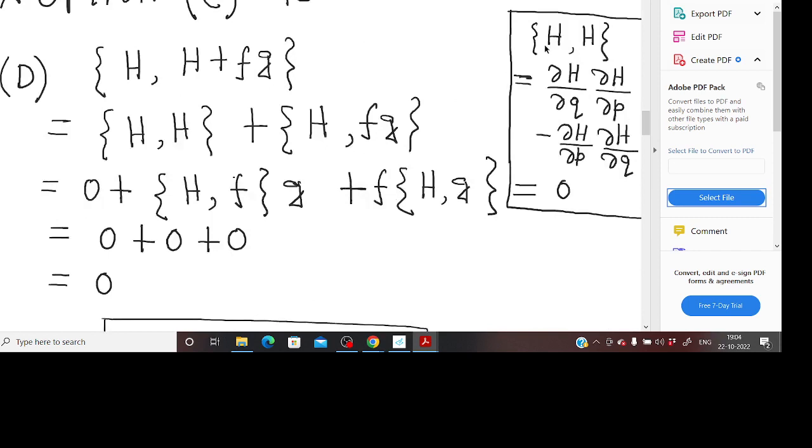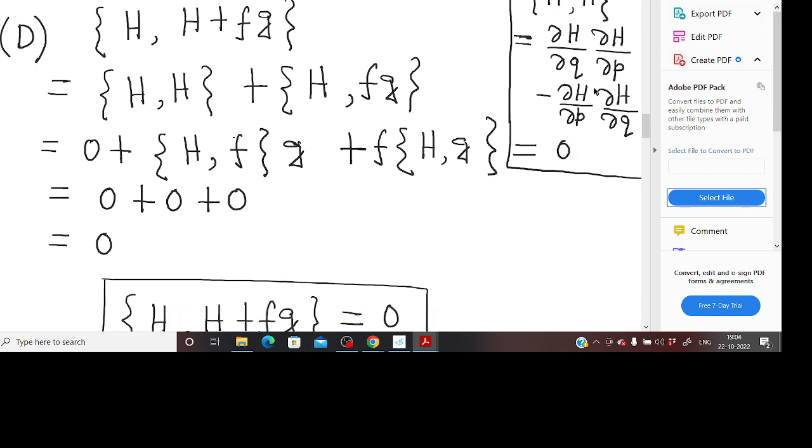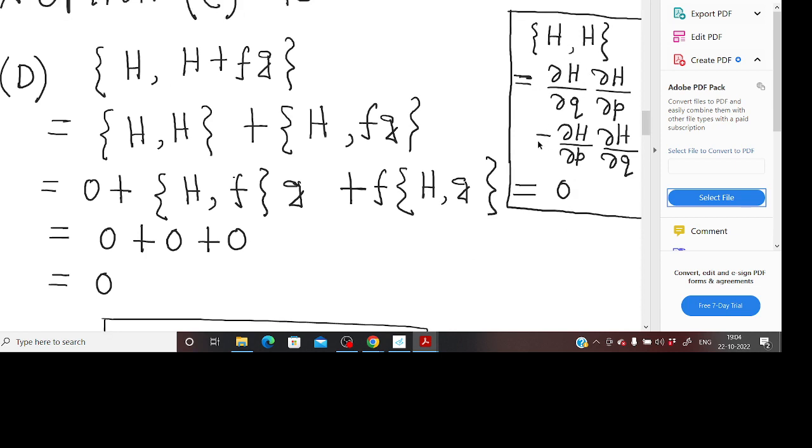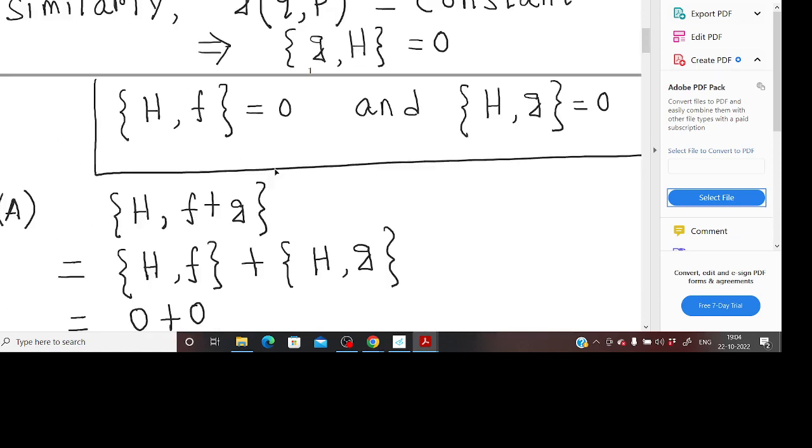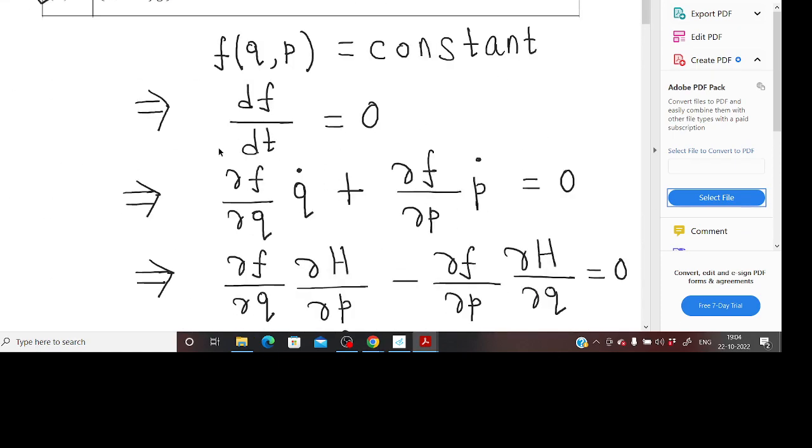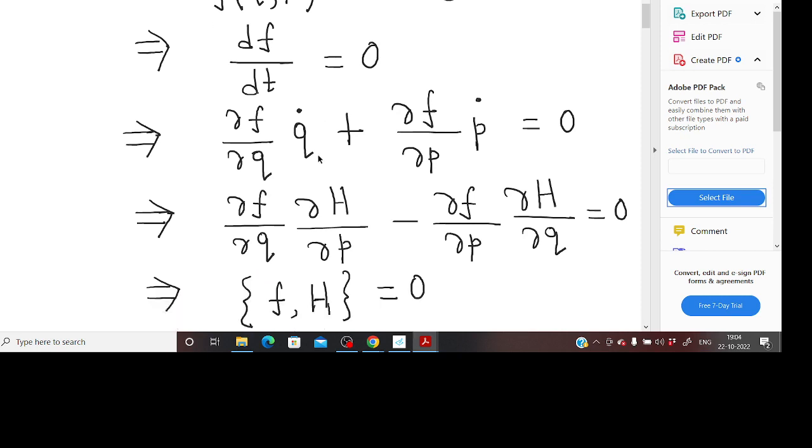Here just the thing, the Poisson bracket of the Hamiltonian with itself is equal to 0. There is one physical significance of this. If the Hamiltonian does not depend explicitly on time, then the Hamiltonian is a conserved quantity. This is actually equal to the total energy of the system, from this equation.